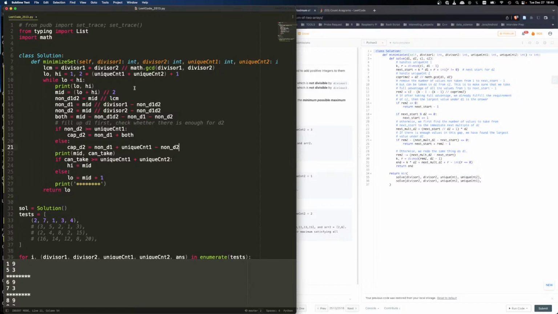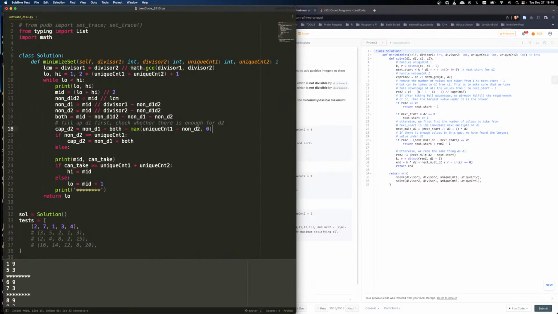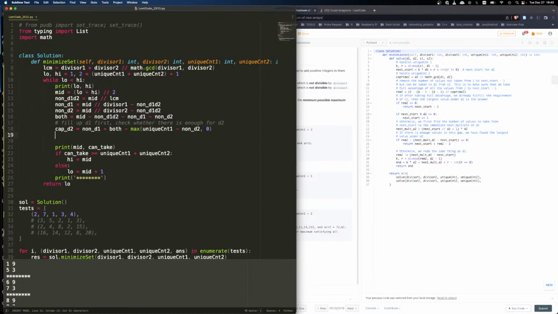That's the number that we have to take from both. So both minus this, right? Both minus this, which means if this is larger than this, this will be a negative value. So I can just say the maximum of this and 0. Then we cover both, because if this is too big, this will be negative, so it will be 0. So that's the capacity d2, right? That will be the capacity d2.